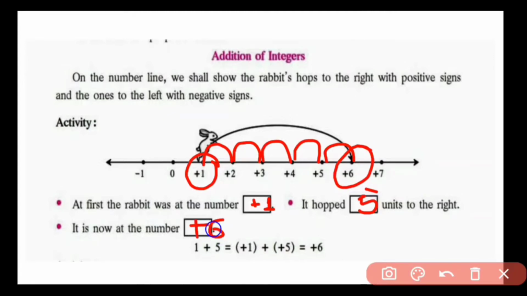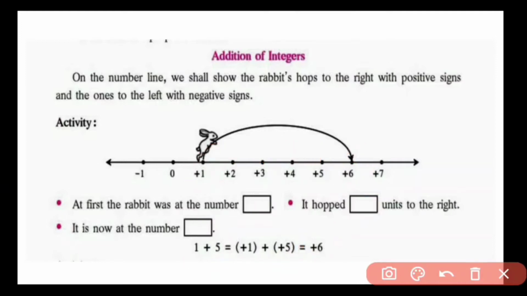So when the rabbit hopped to the right, what happened? We will have to add the numbers. +1 +5. We get the answer as +6. Both positive numbers are added. Answer is +6. Let us see one more activity given here.